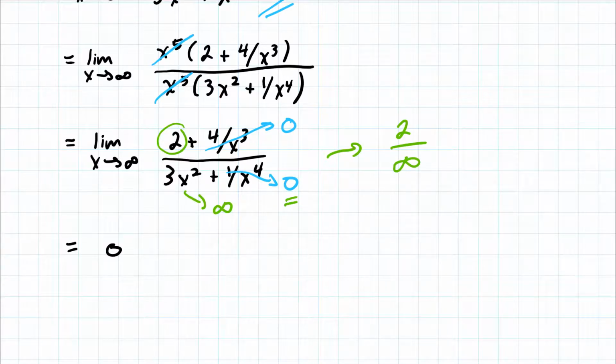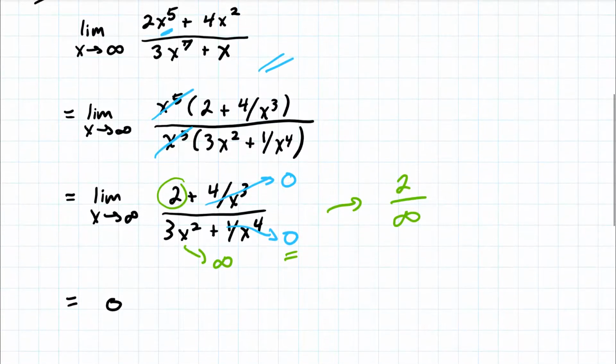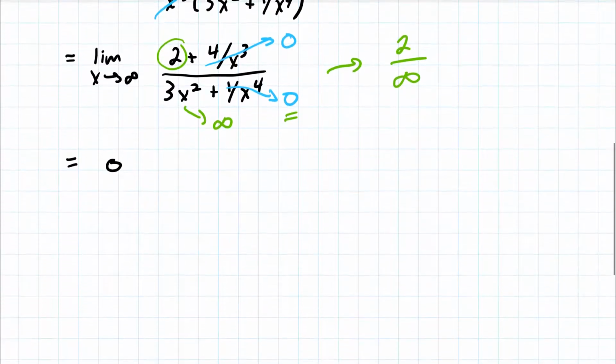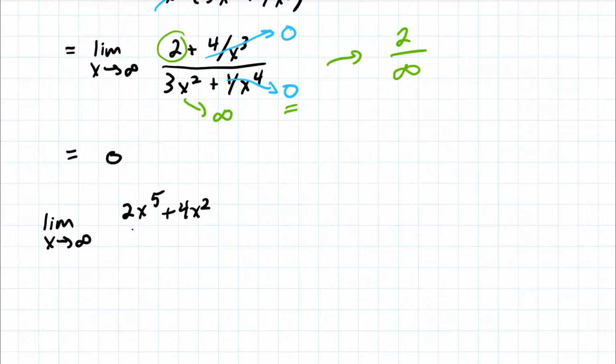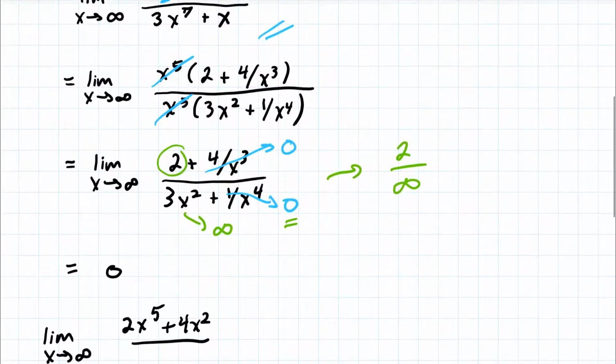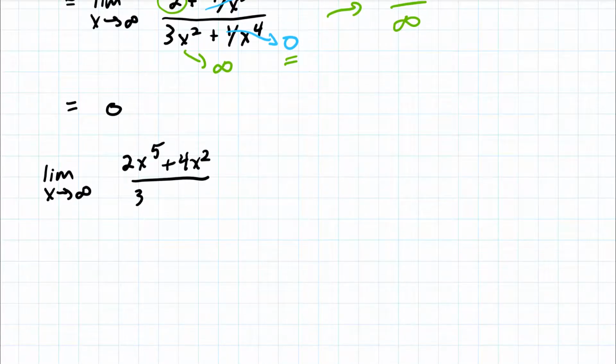All right, so that's one way to do the problem. There's another more sort of heuristic way to do it. Let me look at the original problem. 2x to the 5th plus 4x squared, all divided by 3x to the 7th plus x.